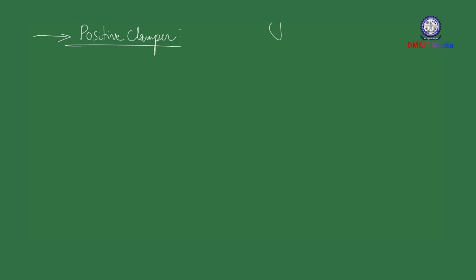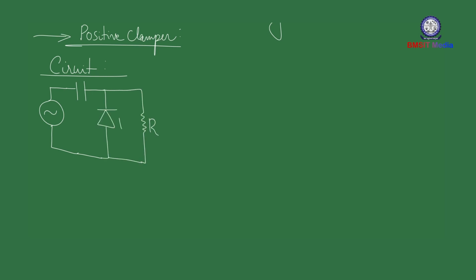So positive clamper, let us consider. First let us look at the circuit. It comprises a capacitor. This is the position of the capacitor. This is where you will keep your capacitor. The resistor will be measuring the output voltage. So this is your input and this is the capacitor. As I was mentioning, a clamper basically comprises three elements: a capacitor, a diode and a resistor.